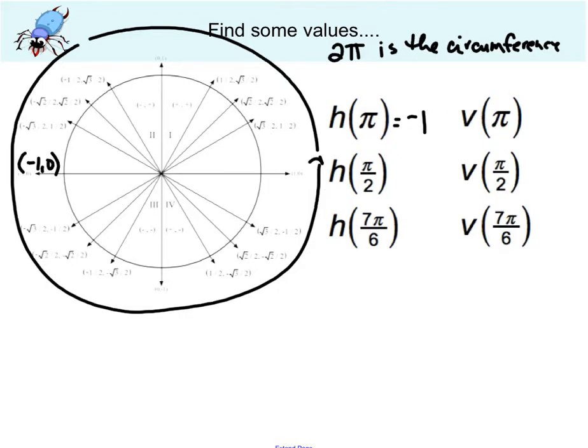So I want you to take a minute, and I want you to find the other values for me. This one is 0. Press pause. When you're ready to check your answers, press play again.